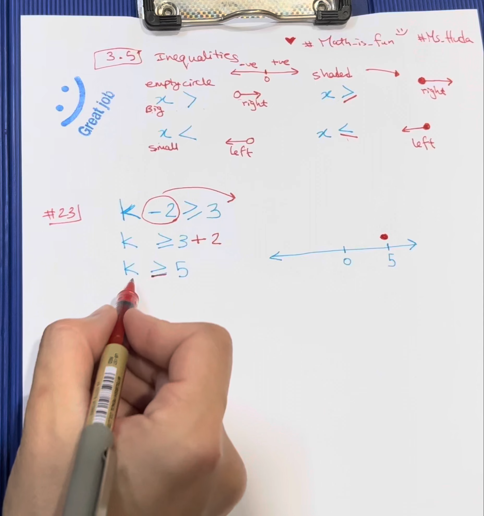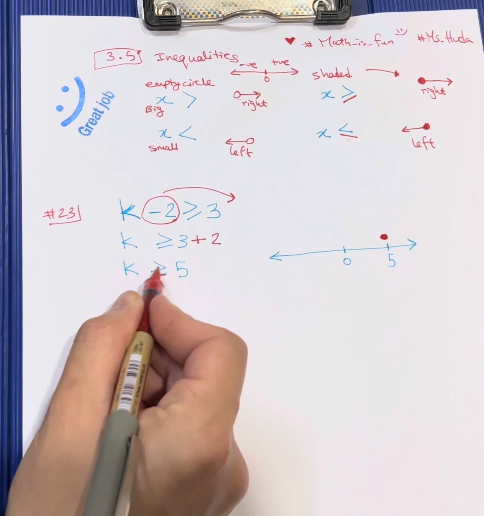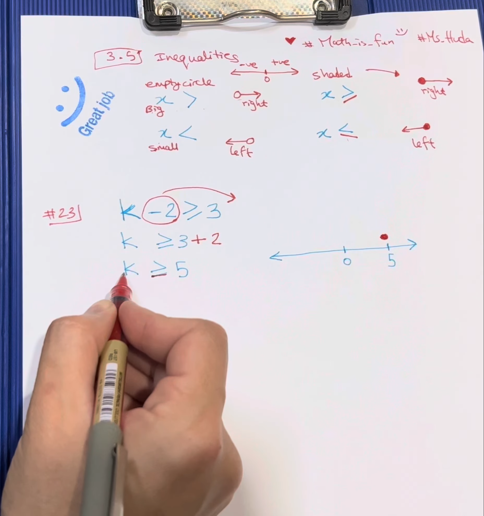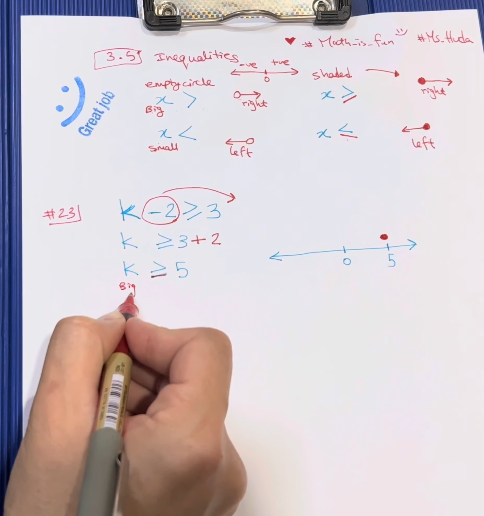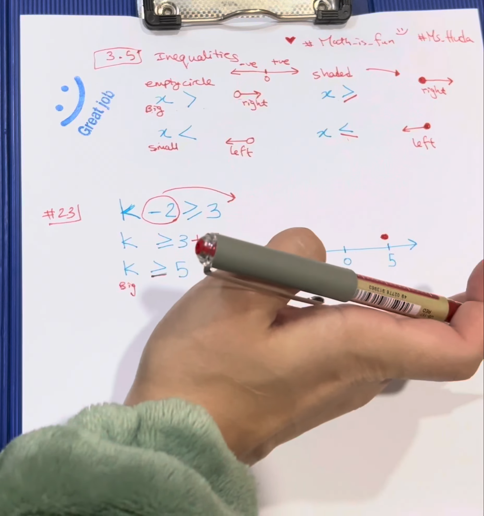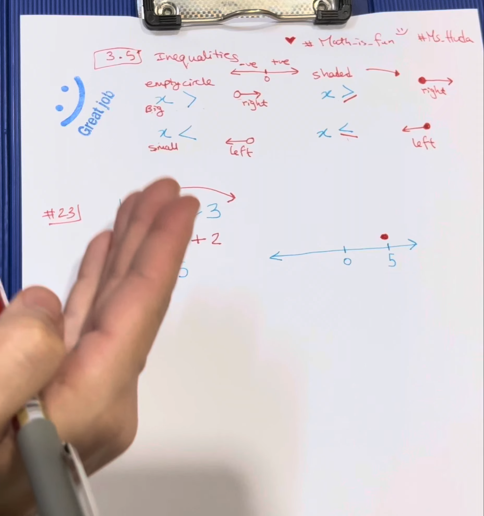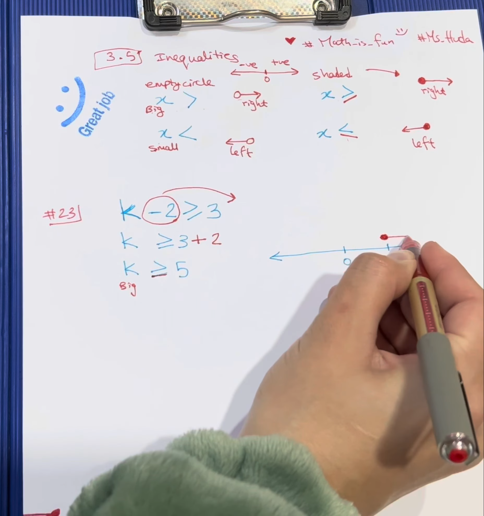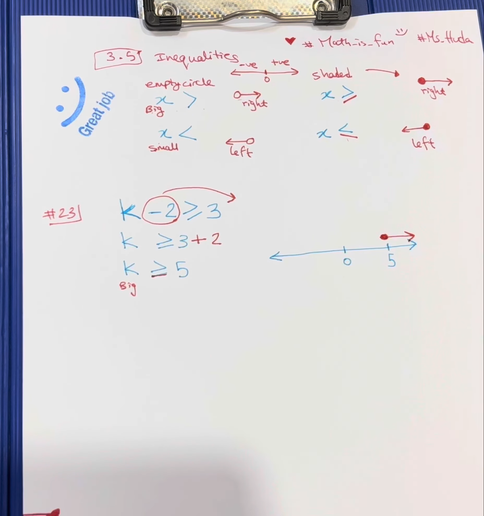Now, K is greater. It's facing the variable. That means this variable is big. And we all know that the more I go to the right side of the number line, the more the number is increasing. So I move it to the right side.